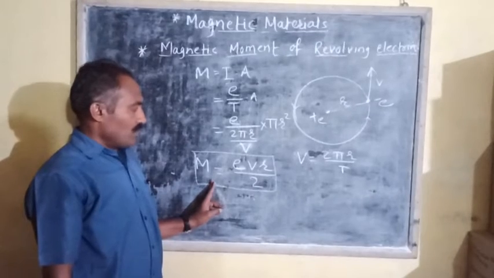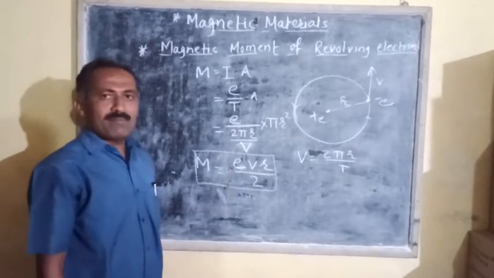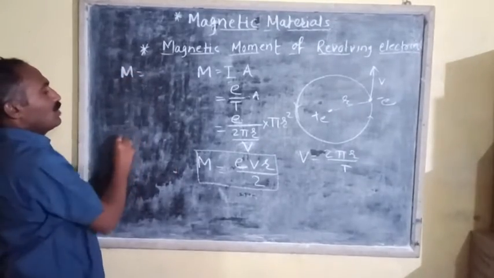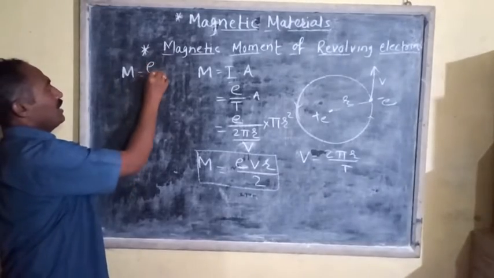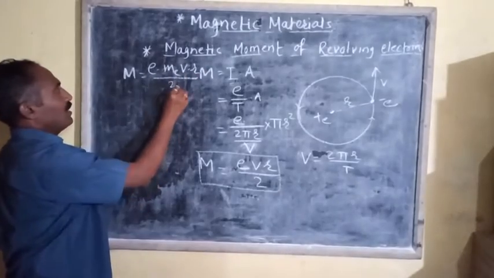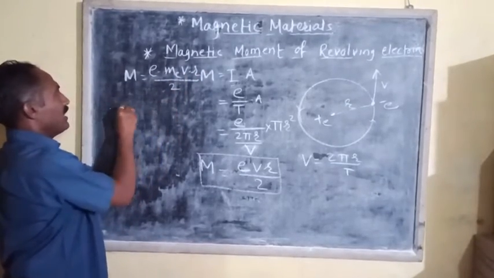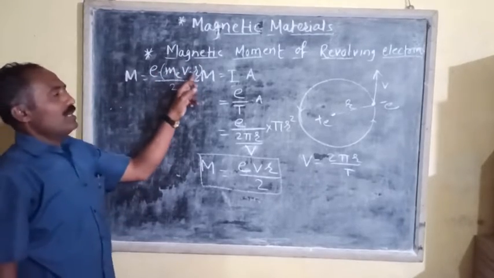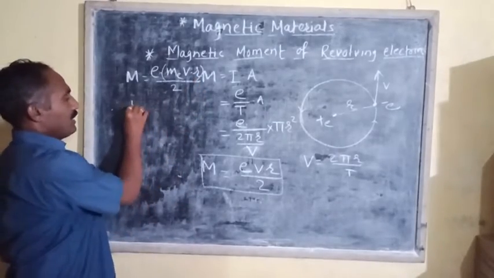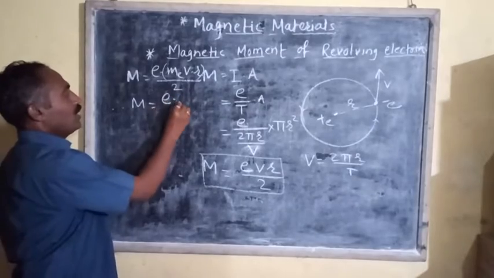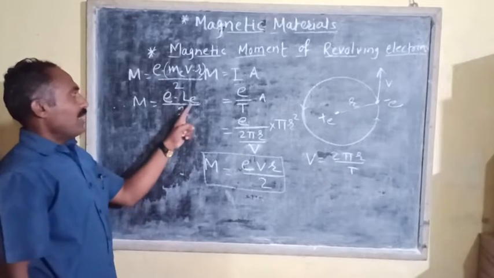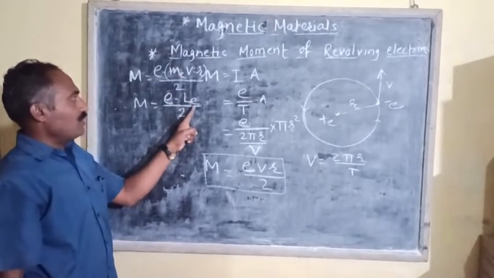Now we multiply and divide this equation by the mass of the electron. We get M equals e into m v r divided by 2m. Here m v r is the angular momentum of the electron, so M equals e into the angular momentum of the electron, divided by 2m, where Le is the angular momentum of the electron.